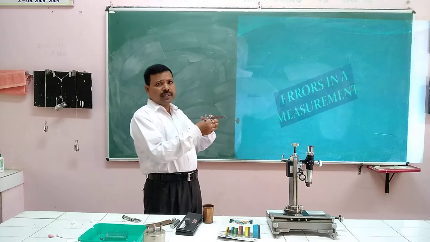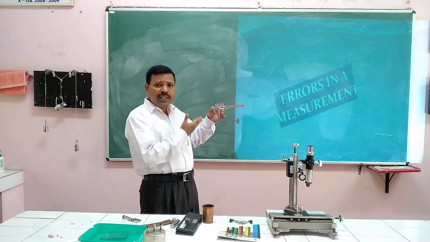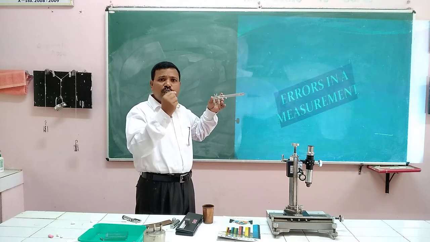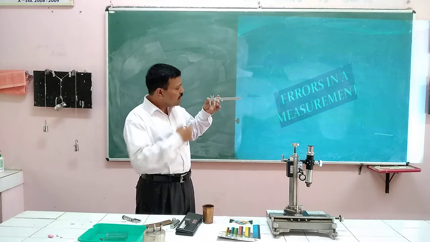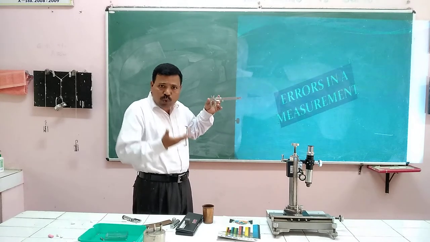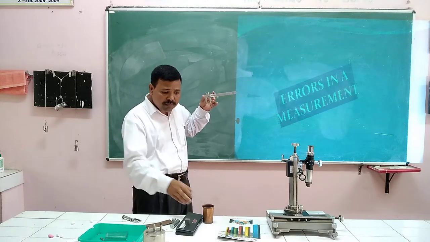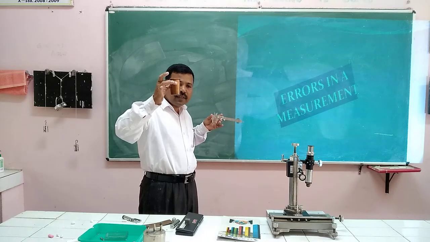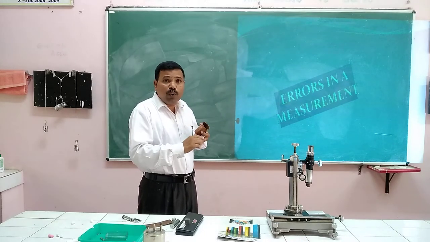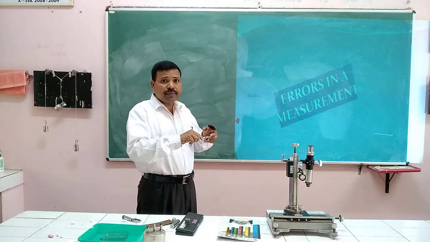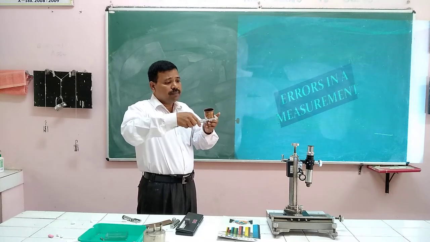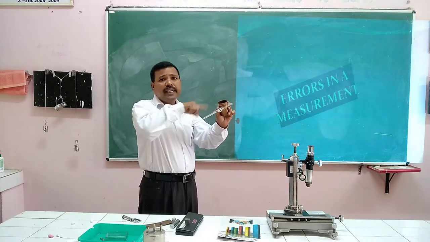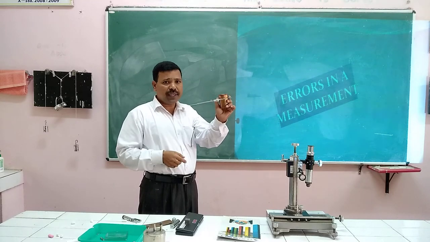Here is a vernier calipers. This device is used to measure a small length of 0.01 centimeter. And this vernier calipers is also used to measure the external diameter of a vessel. External diameter, how do we measure? By holding the vessel along its two diametrically opposite points.